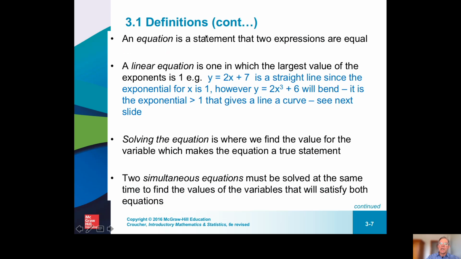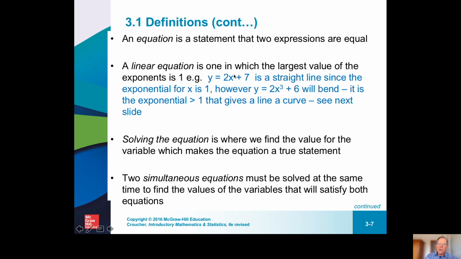So an equation is a statement where we make perhaps two expressions and we try and solve for it. So a linear equation, for example here, y equals 2x plus 7. The slope of this particular line is 2. Every time x goes up 1, y will go up by 2. The change in y over the change in x is the slope of the line.